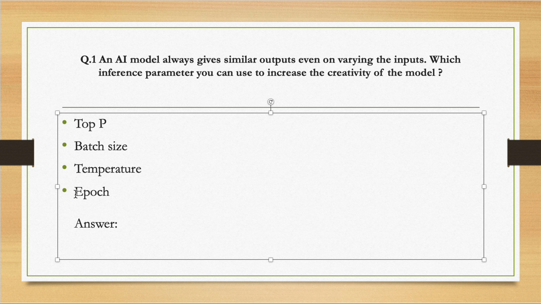Going to the fourth option, that is epoch. Epoch is the number of iterations that you do to train a model. Let's say I trained a model the first time and it did not give me the required results, so I trained it again. Basically epoch would be 2 in this case because I've trained the model 2 times. So the best answer here is temperature, as it is used to increase the creativity of the model.